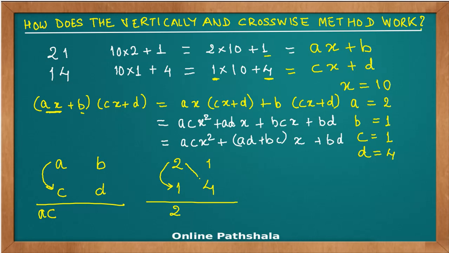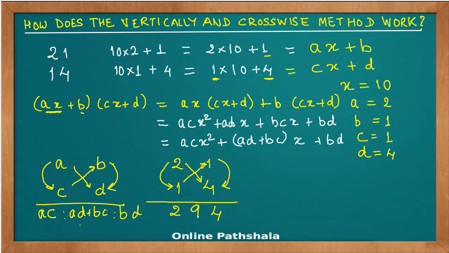Then we do a cross product of these two and add them. That is, 2 fours are 8, and 8 plus 1 becomes 9. So in this case it would be ad plus bc. You get your middle digit by that. And the third step is 1 into 4, which gives you 4, and therefore this is bd.